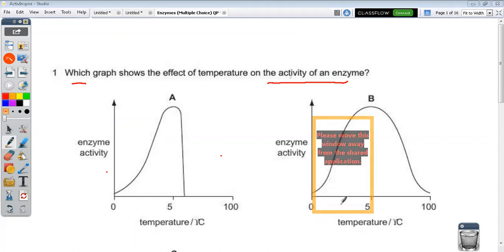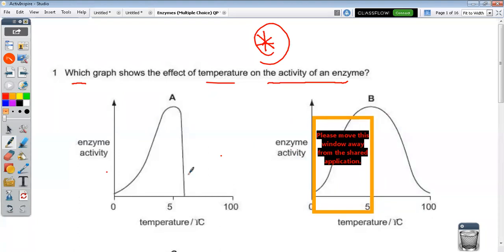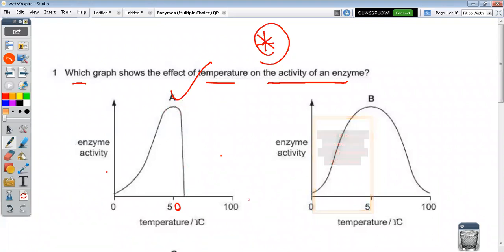Now, look at this. Which graph shows the effect of temperature on the activity of enzymes? If you are reading, you know that high temperature denatures the enzyme. You can't have a graph like this, because at high temperature, above 50 degrees, the enzyme will be destroyed, so there won't be any activity. So this is the correct one, because high temperature denatures enzymes. Are we together? It completely destroys the enzyme, so there won't be any activity.